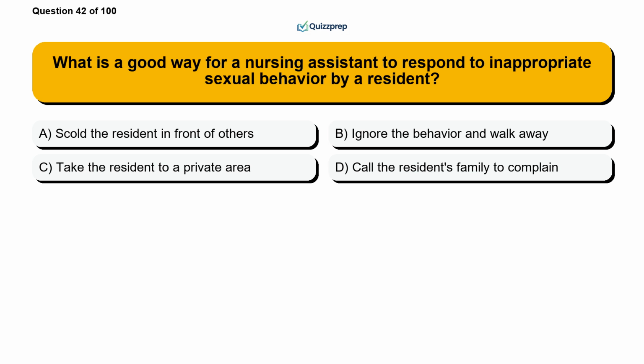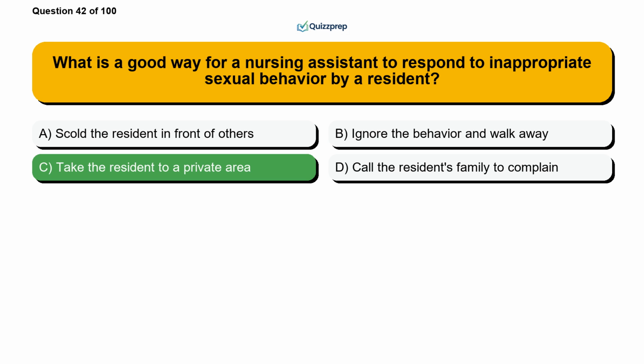Question 42. What is a good way for a nursing assistant to respond to inappropriate sexual behavior by a resident? Option A, scold the resident in front of others. Option B, ignore the behavior and walk away. Option C, take the resident to a private area. Option D, call the resident's family to complain.